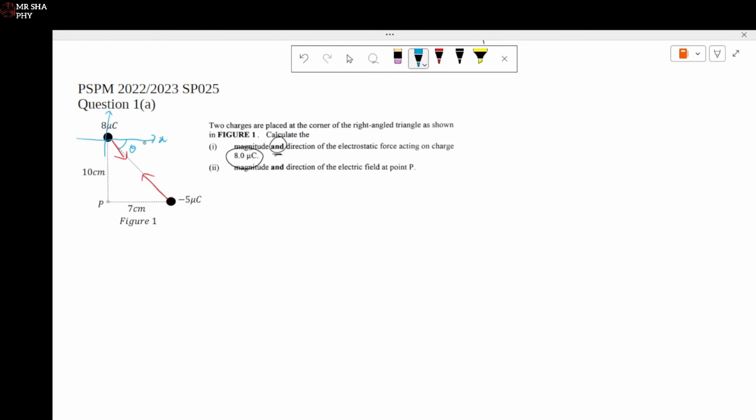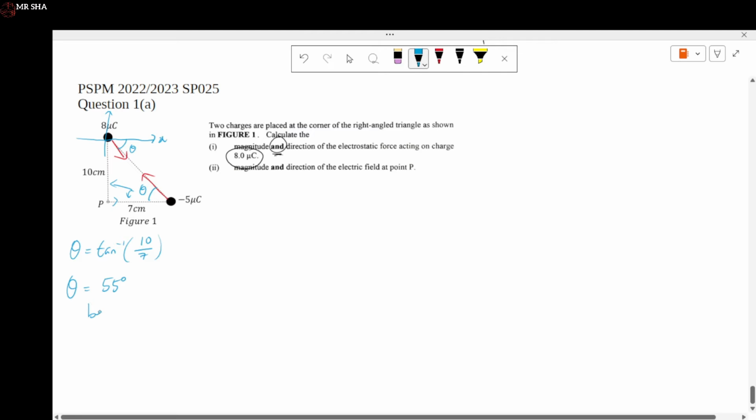The direction of the electrostatic force is simply going to be theta, which I have labeled here. Notice that the 7 centimeter line is parallel to the x-axis, so these two are the same angles. Then I can immediately say that theta is equal to the inverse tangent of 10 over 7, opposite over adjacent. So I'm left with approximately 55 degrees, 55 degrees below the chosen x-axis. That's nice. Now I know the direction of the electrostatic force.